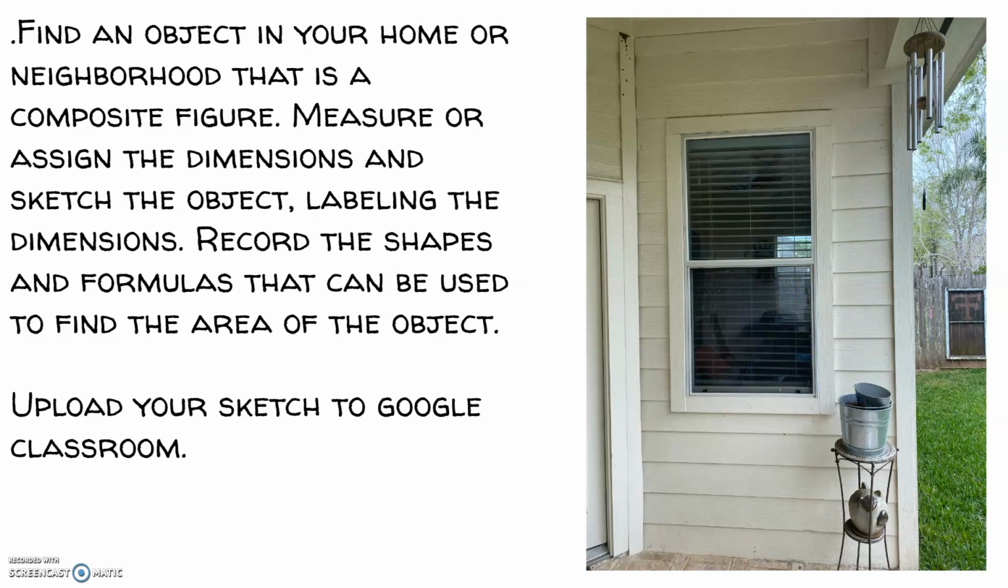You can measure if you have some kind of ruler or tape measure or something. You are completely welcome to measure that composite figure to get the dimensions that you need. If you don't have access to something like that, just go ahead and assign them. Estimate that the top of the window is like 3 feet and the sides of the window are 4 feet. And I think Mrs. Brown's entire house is 12 feet. So just do the best you can on things like that.